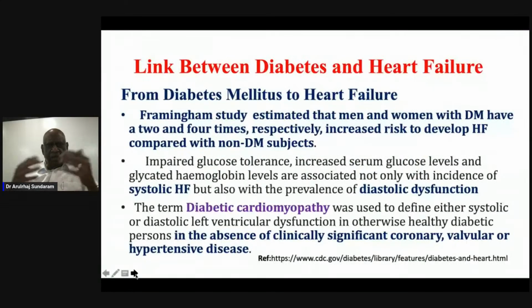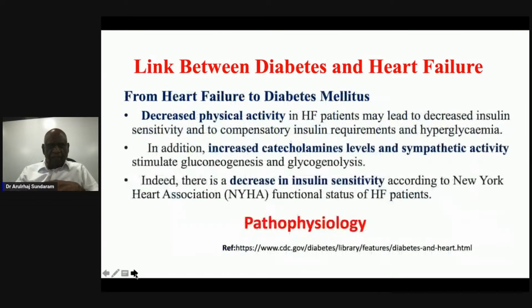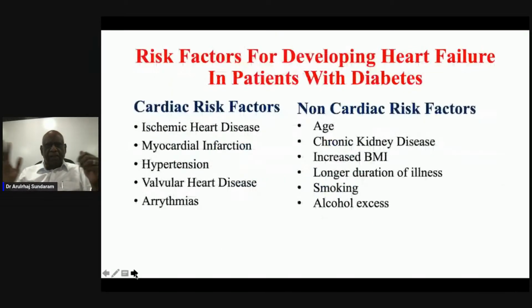It can be systolic and diastolic. We call it diabetic cardiomyopathy when there is no coronary artery disease, valvular disease, or clinically significant hypertensive heart disease. And from heart failure to diabetes mellitus: decreased physical activity, as I told you, goes to hyperglycemia, increased catecholamine levels, sympathomimetic activity, and decreased insulin sensitivity. All of them lead to diabetes, leading on to heart failure.